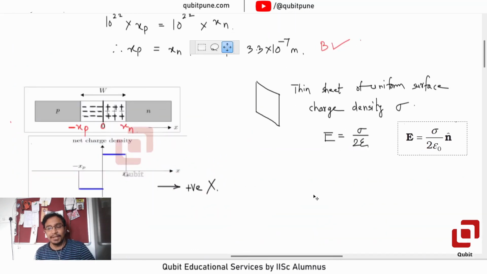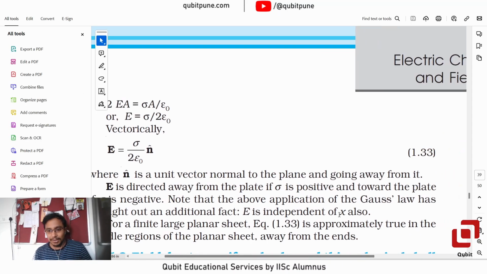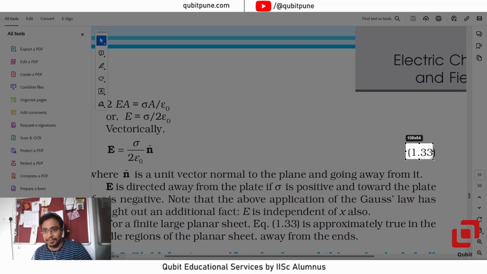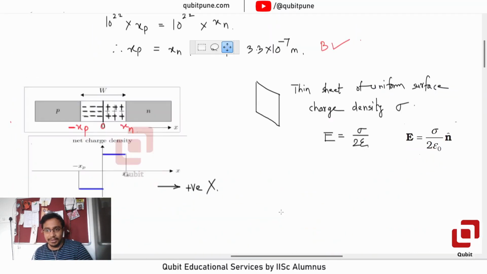Now I have deliberately not used epsilon naught there because it's not vacuum anymore. It's our silicon, doped silicon. This is equation 1.33, so I'm putting it here as your reference. Now look here. I'm going to make a statement.